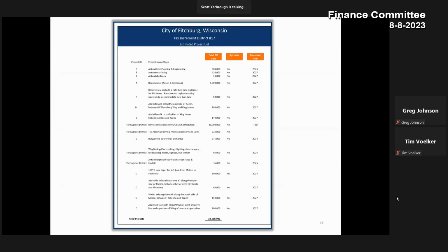In terms of the project costs that we've identified, specific infrastructure includes the Anton Drive improvements themselves, both some resurfacing and some bike lanes, roundabout improvements, some sidewalk improvements, allowances for development incentives, similar to TID 16, wayfinding, placemaking, signage, streetscaping improvements, and then some other specific sidewalk improvements throughout the district. So about $24.5 million of project costs have been identified within this district.